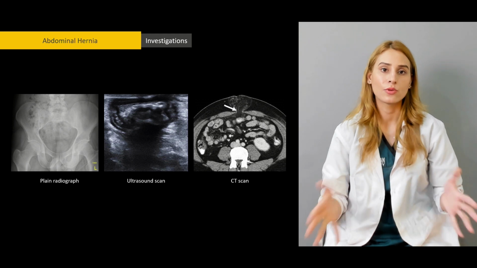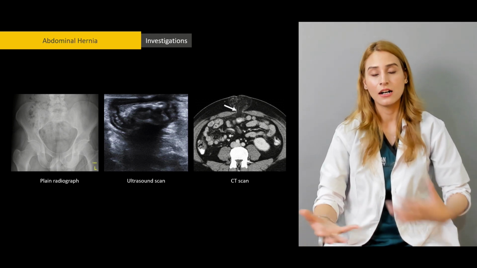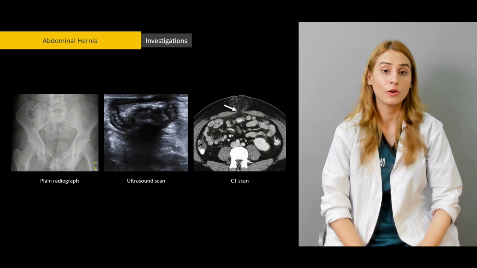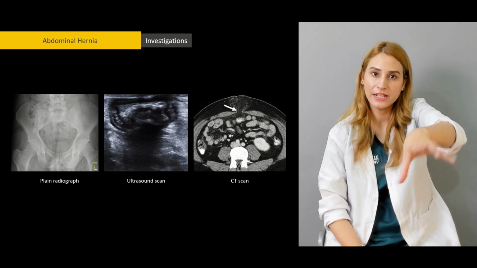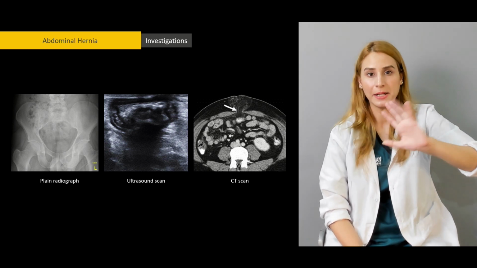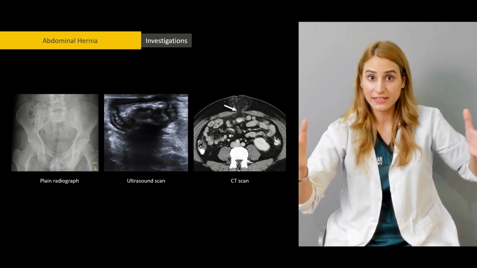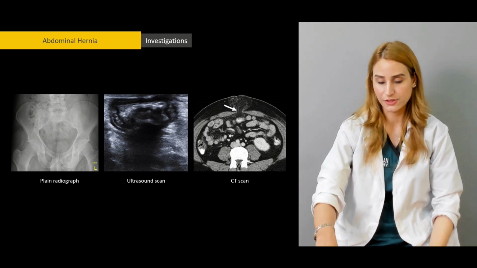In case of a strangulated or obstructed hernia, the patient can come to you with signs of intestinal obstruction, and there can be air fluid levels, or there can be dilated gut loops in case of the obstruction, right?